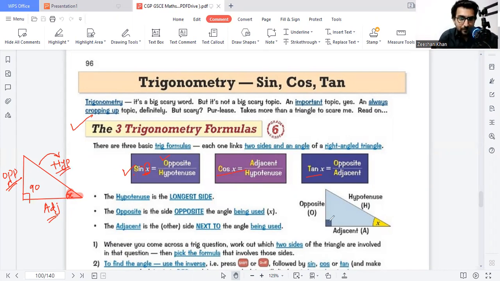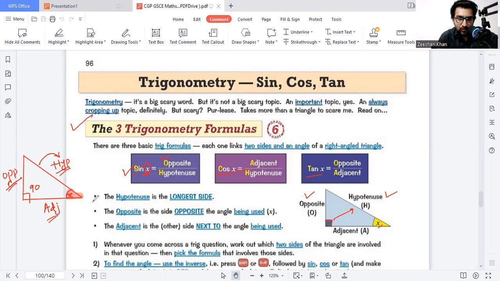You can see the same diagram is drawn over here. This is that x angle. This is the 90-degree angle. Opposite to the 90-degree angle is the hypotenuse, and opposite to this angle is the opposite, and this is adjacent.